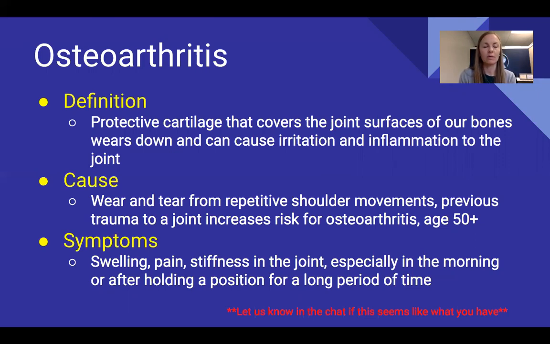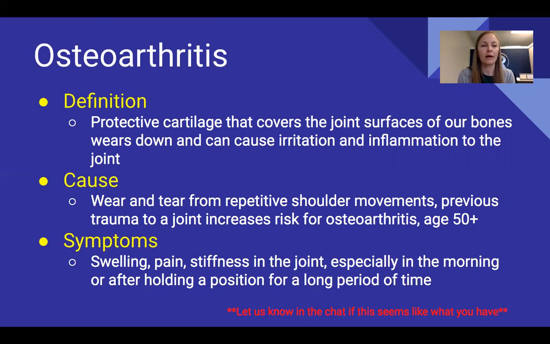This is the one where you hear wear and tear, bone on bone, from repetitive shoulder movements you may have done your entire life, for work or sports or whatever. Or sometimes it's from a previous trauma. If you took one bad fall or a few bad falls, sometimes later on in life is when it shows back up to get you.